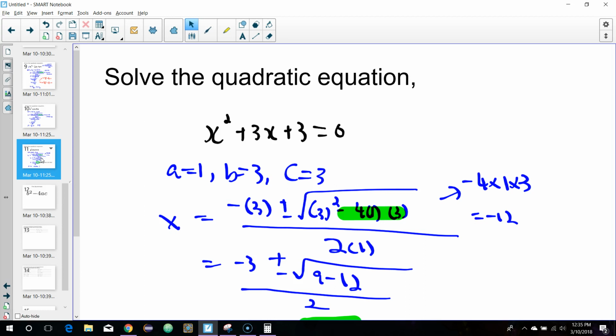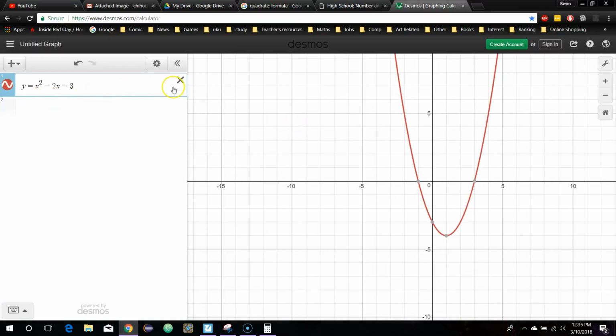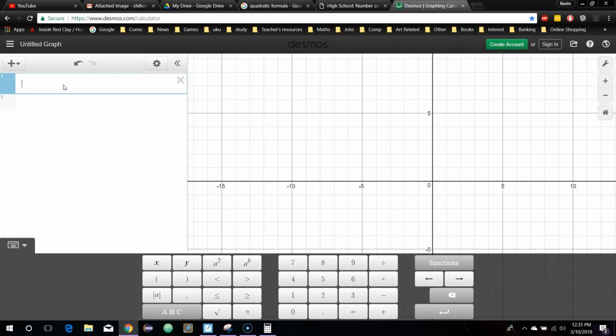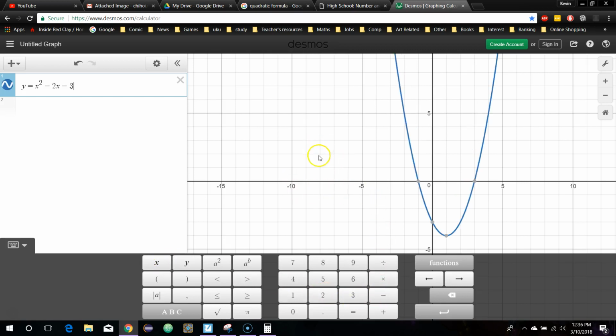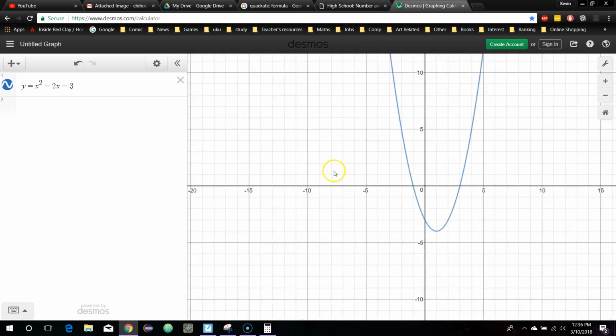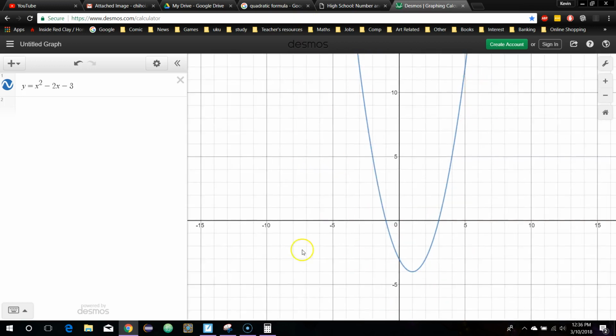Okay, so we'll go to our most useful website, which is Desmos, and I'll do a new one. When we want to see the diagram for this, we may just want to put it in. y is equal to x squared minus 2x minus 3. Okay, so that is our first example. Alright, so that's how it looks like. It kind of looks like a U over there.